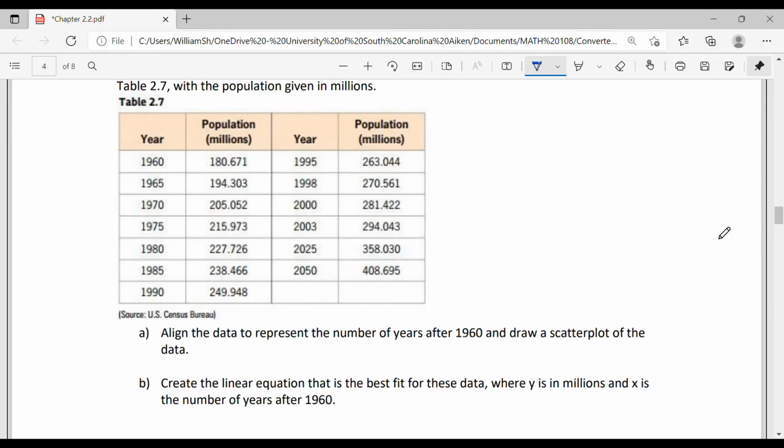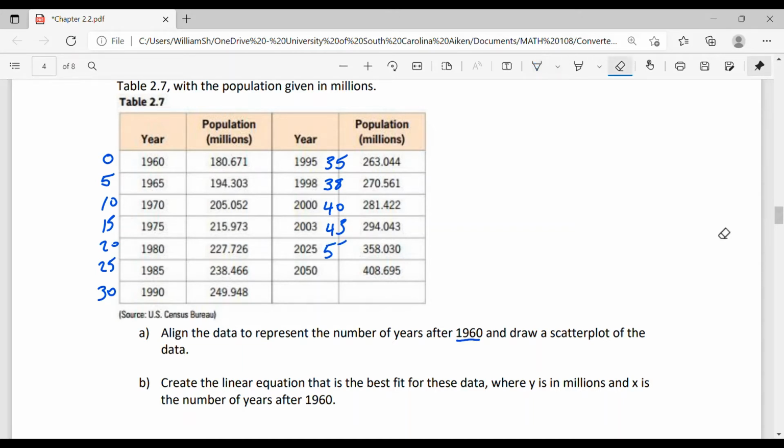Okay, so before we jump over to our calculator, we need to align it to the number of years after 1960. That means 1960 will be year 0, 65 will be 5, 10, 15, 20, 25, 30, 35. This is where you have to be careful because now it's 38. This one is 40. This one is 43. This one is 45. Oof. See? Jump ahead, you can start making mistakes. I'm going to rewrite that 3 as well because it was ugly.